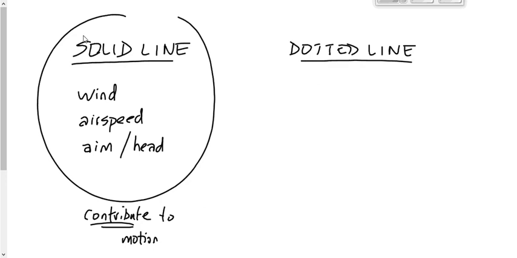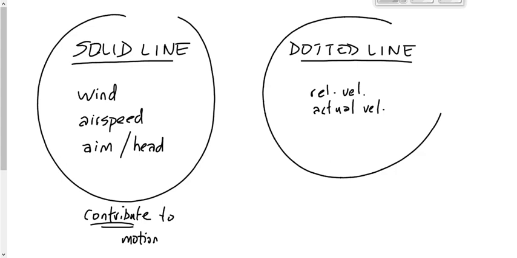My dotted line vectors could be my relative velocity, or you could say my actual velocity, relative to the ground, where I go or where I want to go. These aren't contributing to my motion. This is my motion. If it contributes to where I go, then it's a solid line. If it is where I go, then it's a dotted line. Does that make sense? We'll give you one example and then we'll wrap it up for the day here.